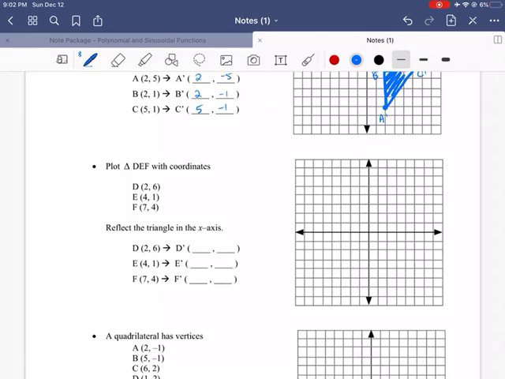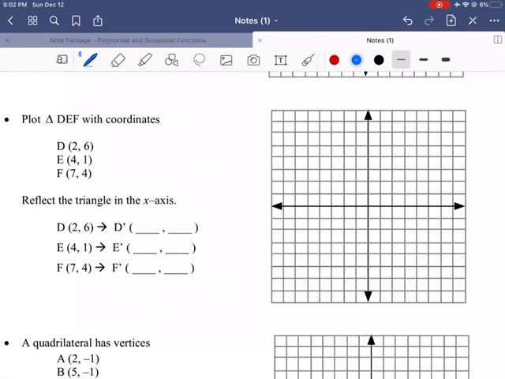Okay, D, E, F. So plot these points. So pause the video, plot them, and see how you do. So D is at 2, 6. E is at 4, 1. And F is at 7, 4. And we'll connect those points. Okay. And we're going to reflect it in the x-axis.